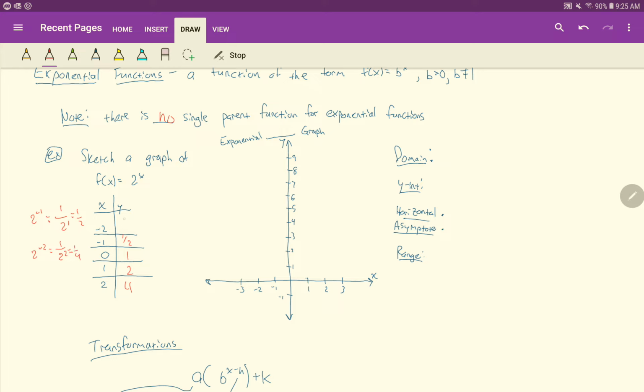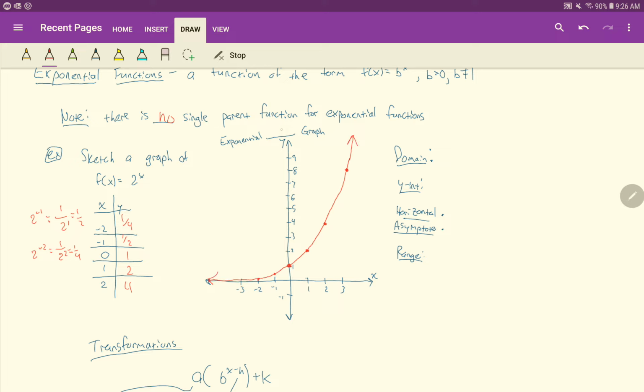If I plot these points, let's see what we get. 0, 1 is right here. 1, 2. 2, 4. And then negative 1, 1/2, which I'll estimate to be right there, and then negative 2, 1/4, which I'll estimate right there. And if I do 3, I know 3 is going to be 8, so I'll go ahead and plot that point right there. And you connect these dots and you get this kind of curve.